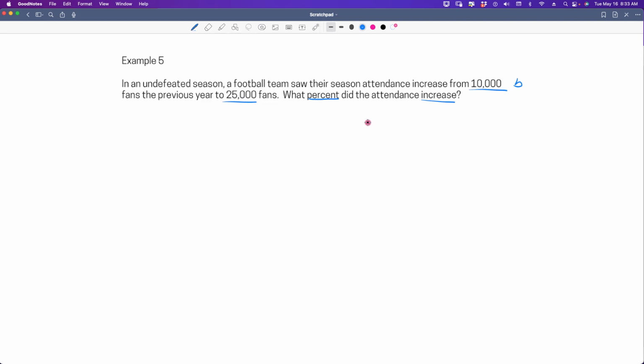So we need to find the amount of change. So 25,000 minus 10,000 is equal to 15,000. This is how much it changed. So we're going to use the formula percent is equal to the amount of change over the base. So when we sub those numbers in, the amount of change is 15,000 and the original amount, the base, was 10,000.